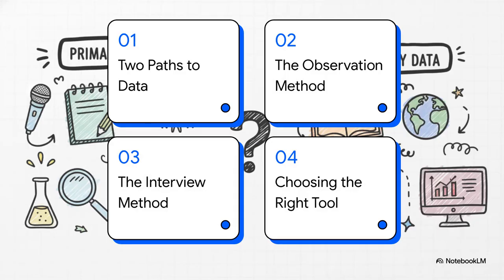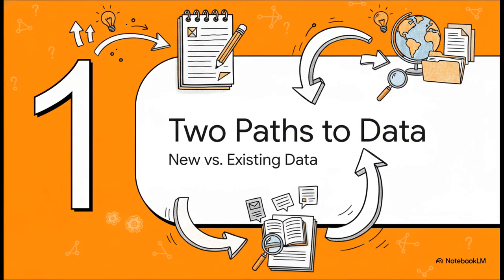All right, so here's our game plan. We're going to start with the two main paths researchers take to get data. Then, we'll zoom in on two really powerful techniques. First, just watching people in action, which is the observation method, and second, actually talking to them, the interview method. To wrap it all up, we'll look at how you figure out which tool is the right one for the job.